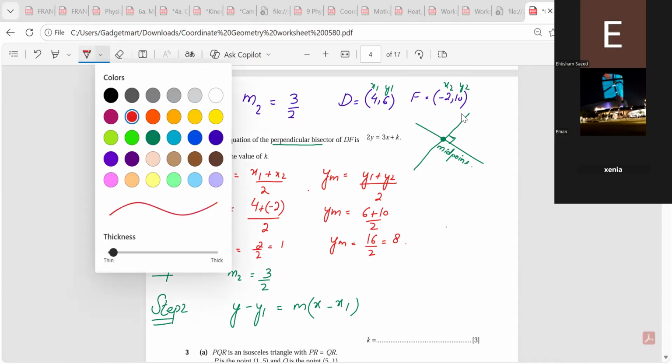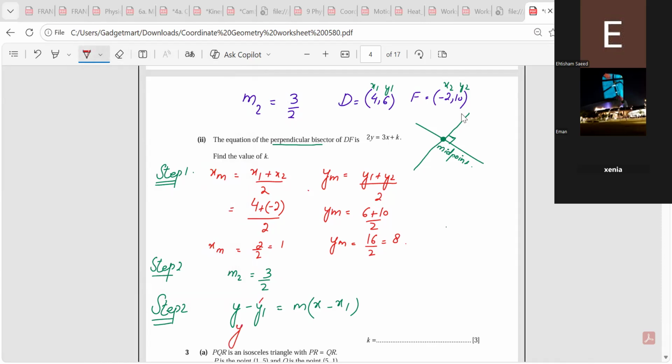So let's put it. y minus y1 will be ym in case of perpendicular bisector, and x1 will be xm in case of perpendicular bisector, and m will be m2. So y minus y1 is 8 equals to m is 3 by 2, and then x1 is 1. So let's solve it.